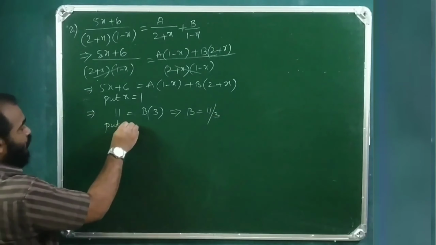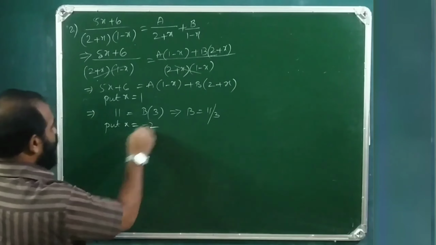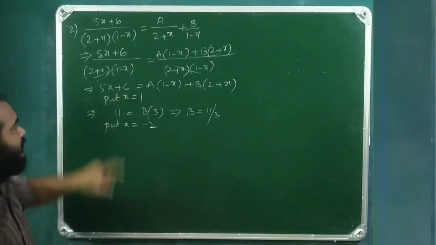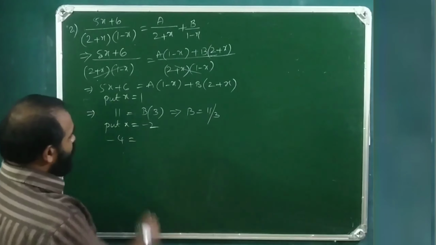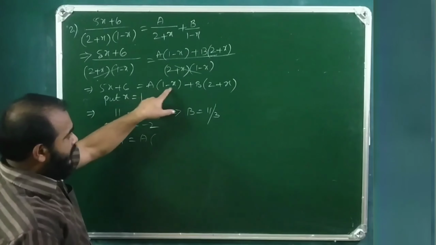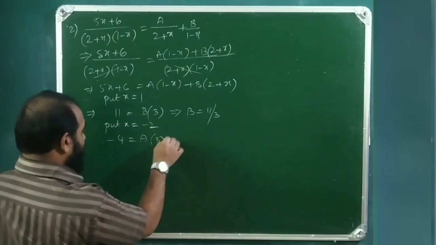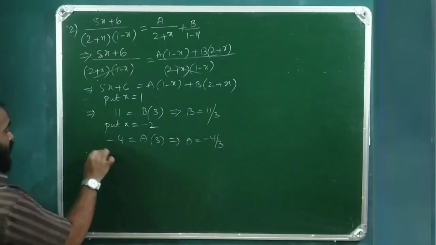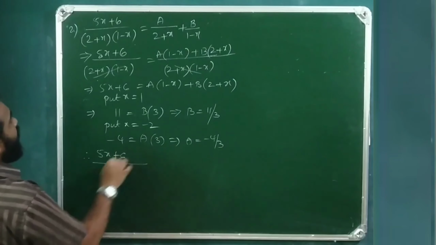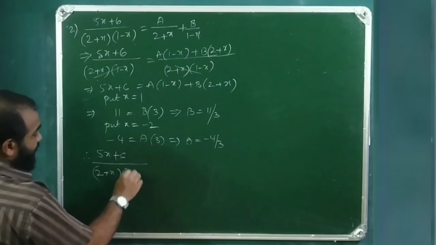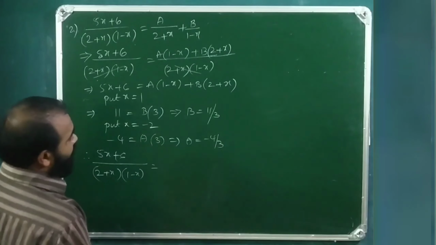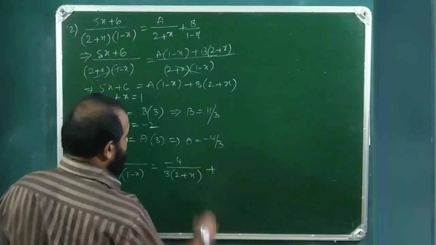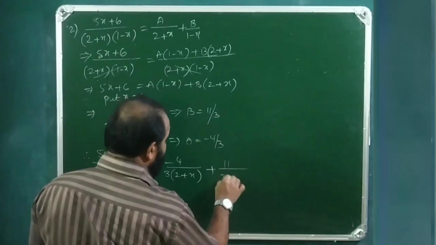Put x equals minus 2. Substitute here 5 into minus 2, minus 10 plus 6, minus 4, equals A into (1 minus of minus 2), 1 plus 2 which is 3. So A equals minus 4 by 3. Therefore 5x plus 6 by (2 plus x) into (1 minus x) equals minus 4 by 3 into (2 plus x) plus 11 by 3 into (1 minus x).